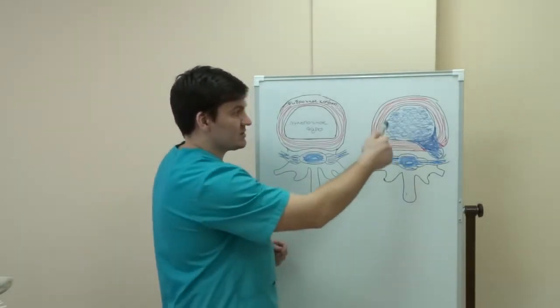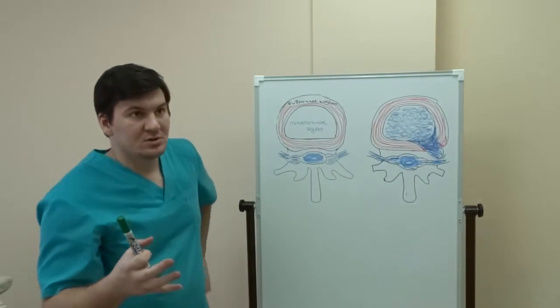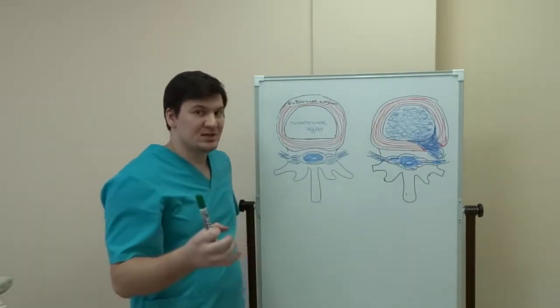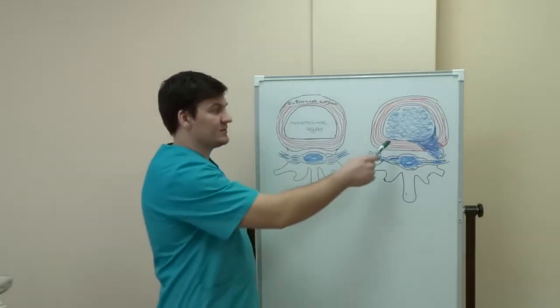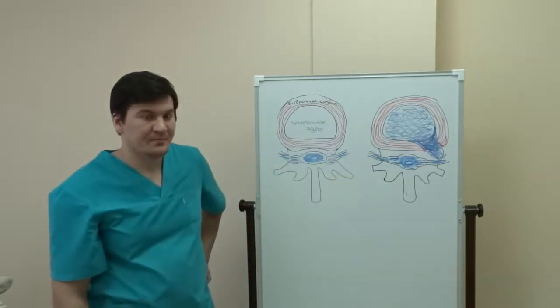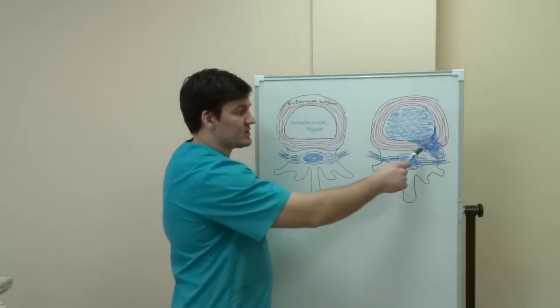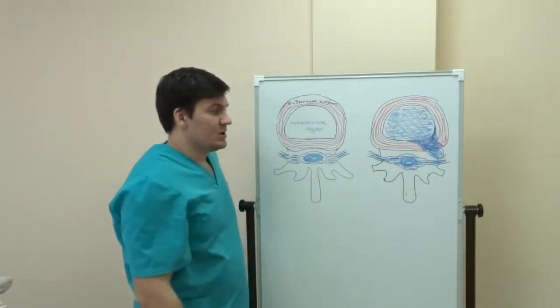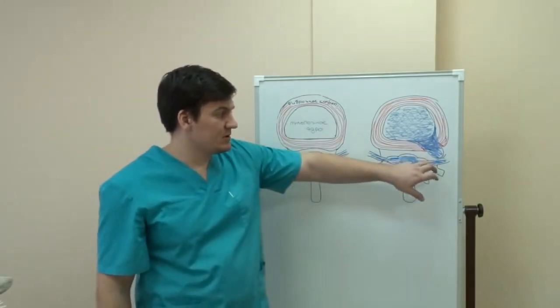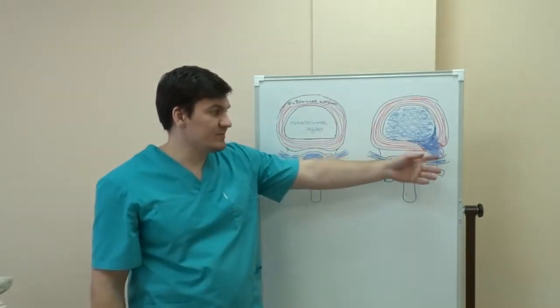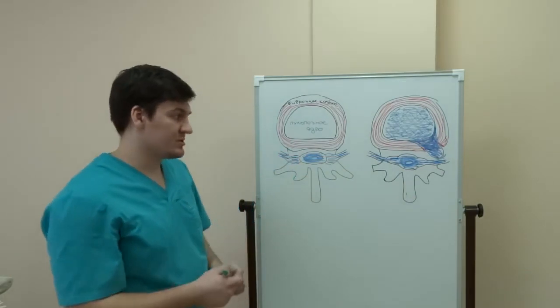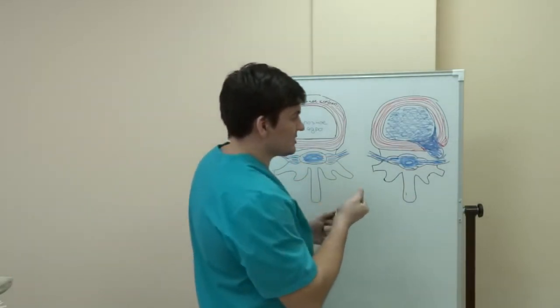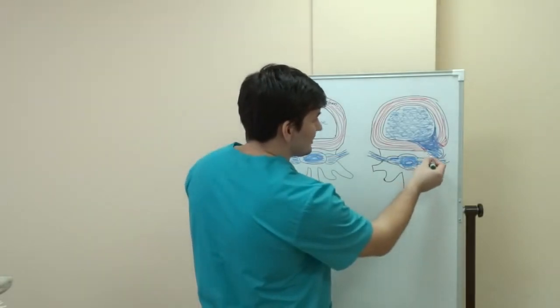That is, this pulpal core should always be isolated. It should be inside the fibrous ring. And when it ruptures, when it comes out, there is an immediate inflammation of this part of the pulpal core. That is, in this place, an inflammatory process occurs immediately.